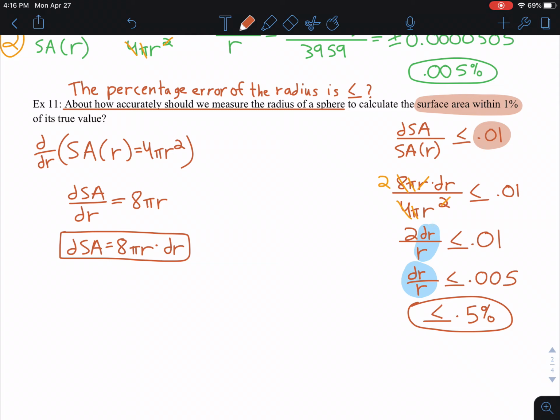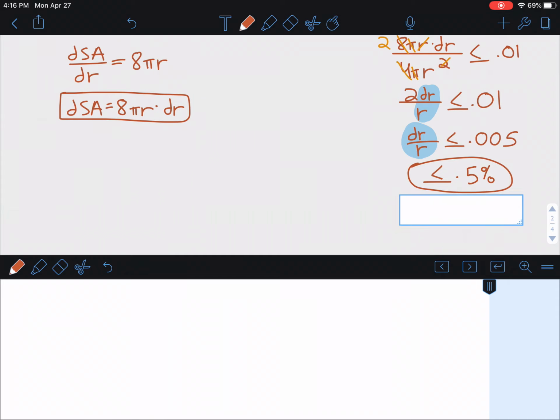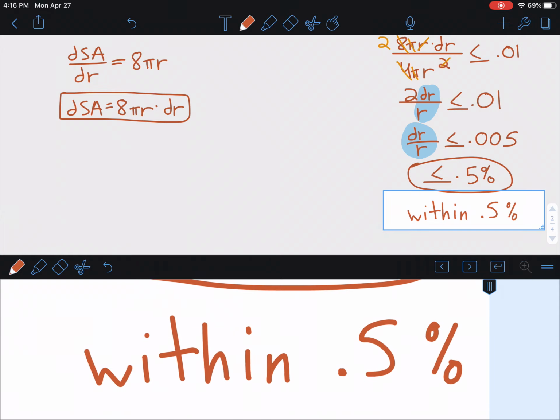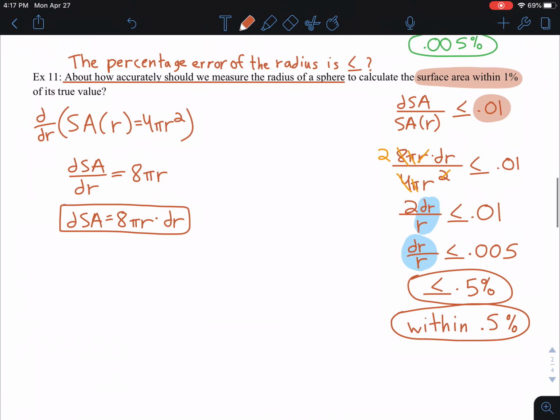Okay, about how accurately should we measure the radius, right? We can have an error no greater than 0.5%, okay? Or another way of writing this answer is you can say within 0.5%. Okay, if we calculate the radius of the sphere by anything greater than 0.5% error, right, the surface area is going to have an error that's greater than 1% of its true value.